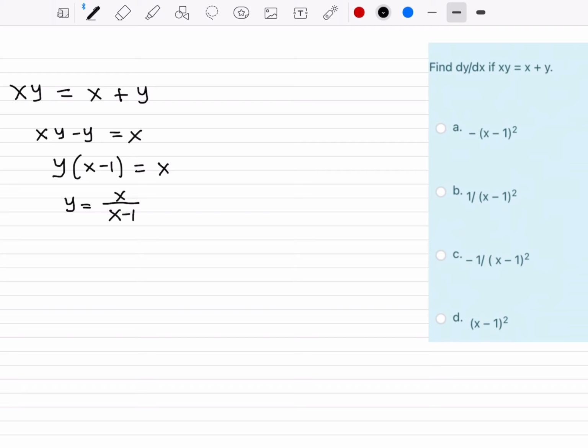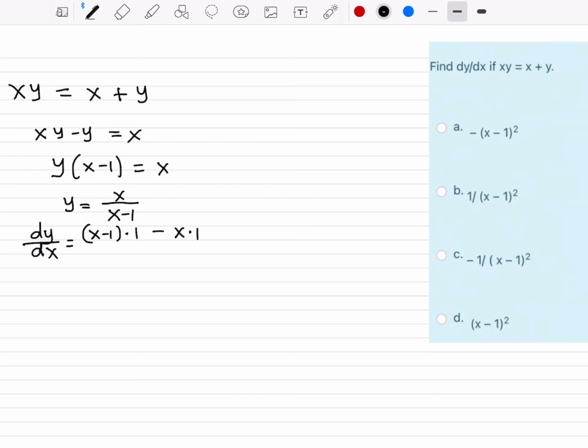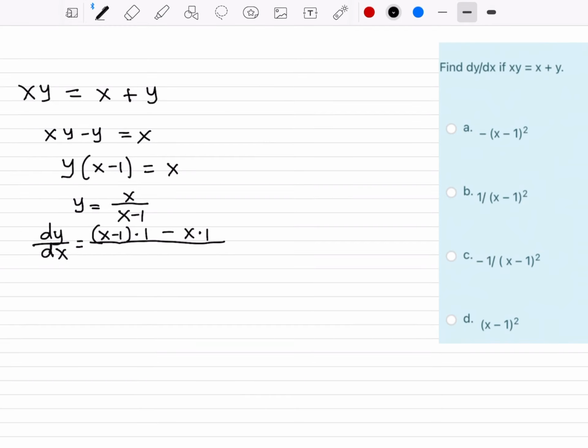So now looking at the resulting equation, it's a quotient. And that means we have to apply the quotient rule to find dy over dx, or the derivative of y with respect to x. So applying the quotient rule, if you could recall, the quotient rule says the denominator, which is x minus 1, times the derivative of the numerator, which is 1, minus the numerator, which is x, times the derivative of the denominator, all over the square of the denominator, which is x minus 1 squared.